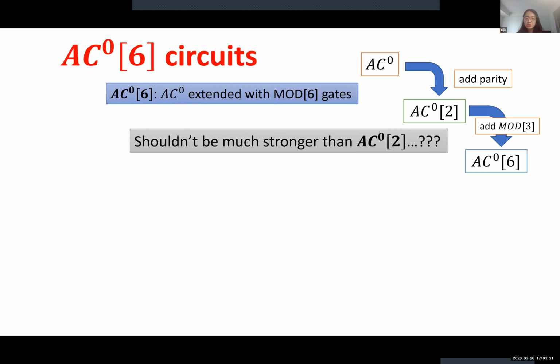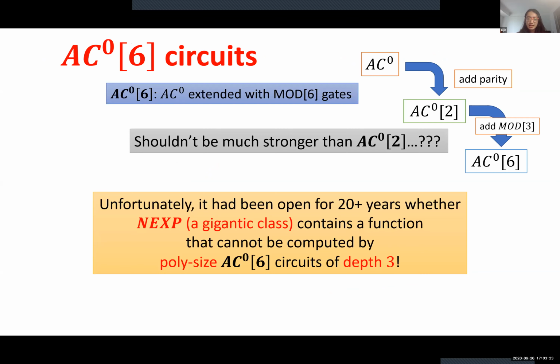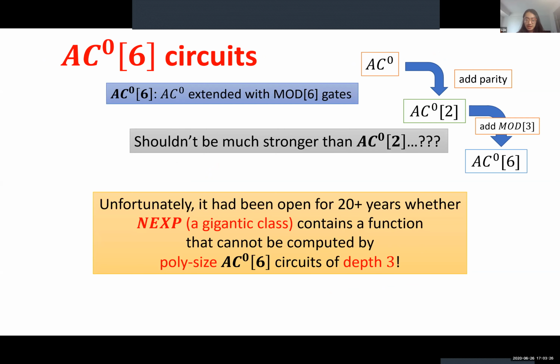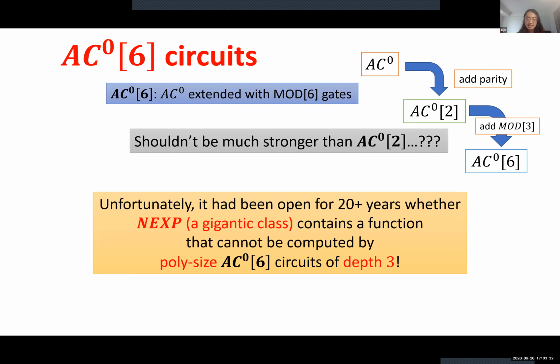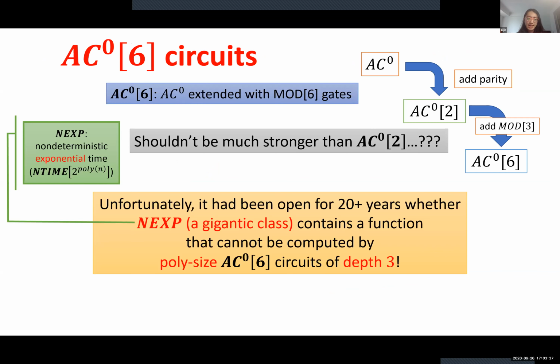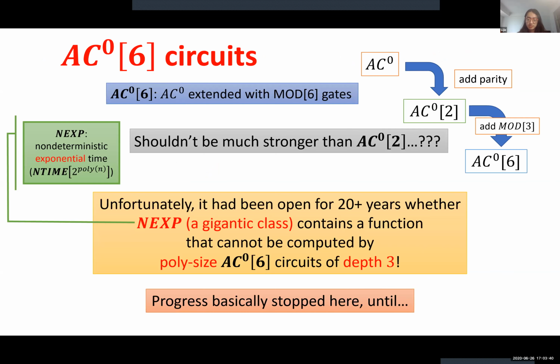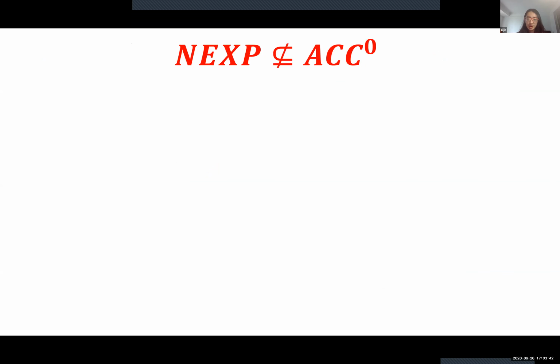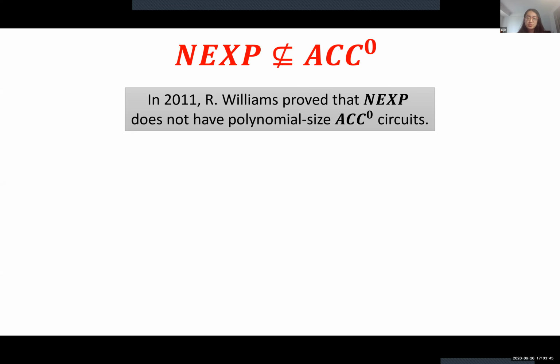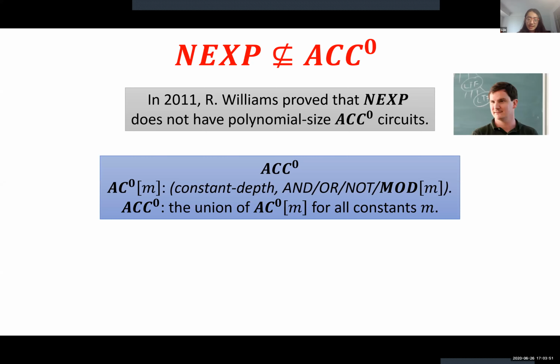It seems it shouldn't be much stronger than AC0 parity, but unfortunately it has been open for 20 years whether NEXP contains a function that cannot be computed by a polynomial size AC0[6] circuit of even depth 3. NEXP is nondeterministic exponential time. The progress basically stopped here until in 2011, Williams proved that NEXP does not have polynomial size ACC0 circuits. ACC0 is the union of AC0[m] circuits for all constant m, so it contains AC0[6] and AC0[2].